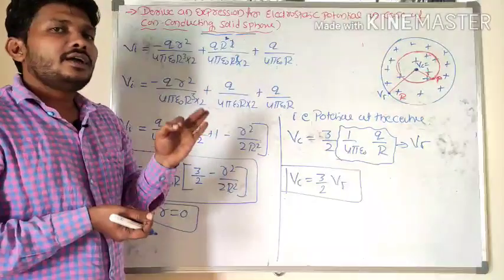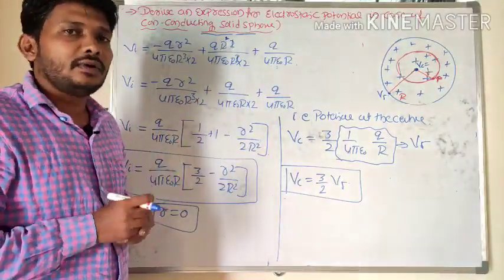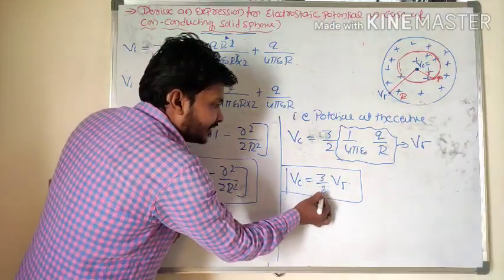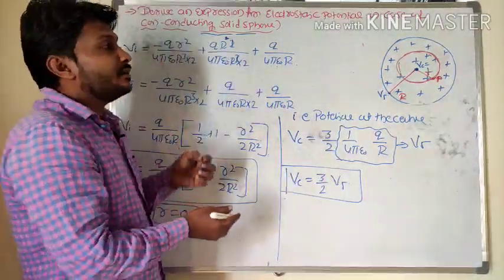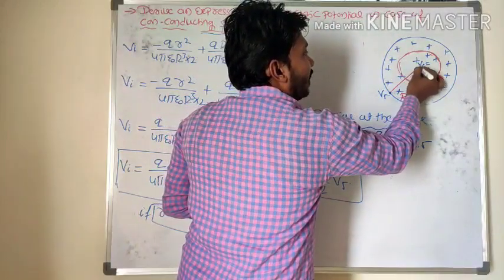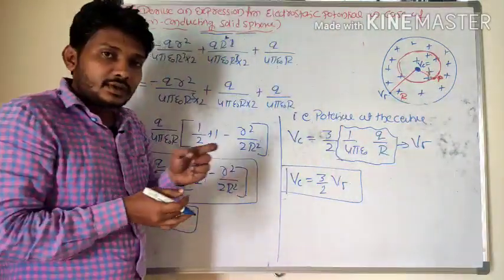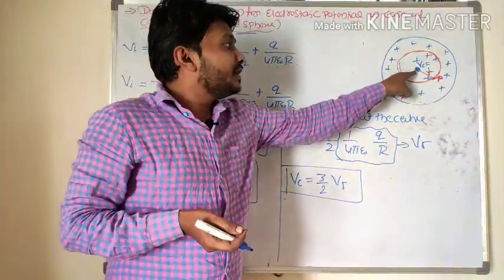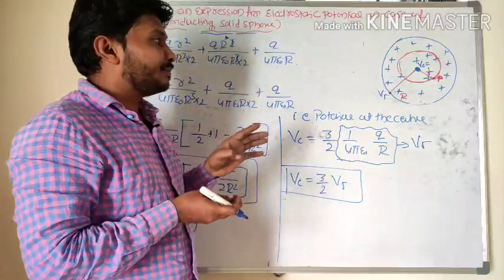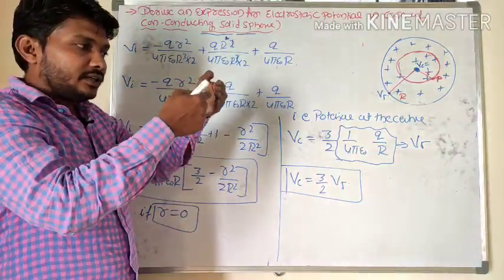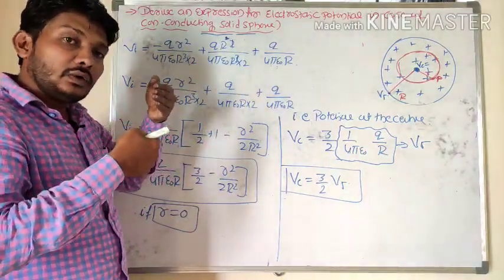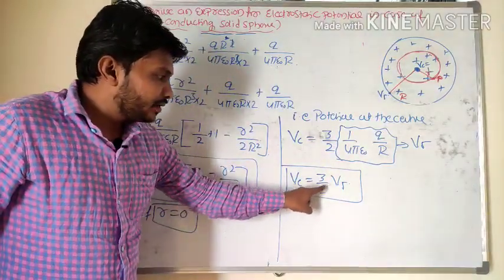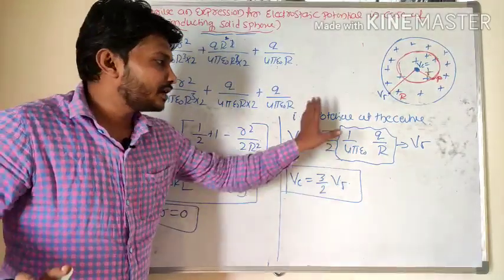It means that where will be the maximum potential value possible in case of a solid non-conducting sphere? V of c is 3 by 2 times V of s, meaning potential is maximum at the center of the sphere. So remember one point here: potential is maximum at the center of the sphere. As you move from the center of the sphere to the surface, potential value goes on decreasing. So remember, V of c is equal to 3 by 2 into V of s. Hope you understand this.